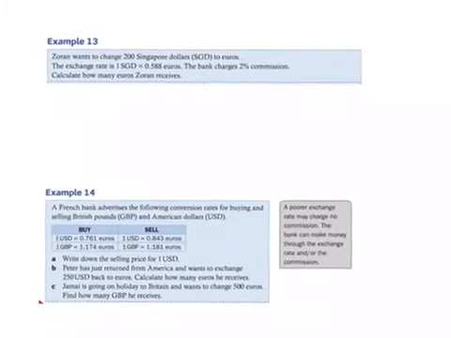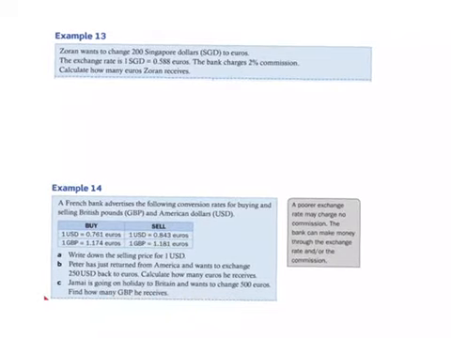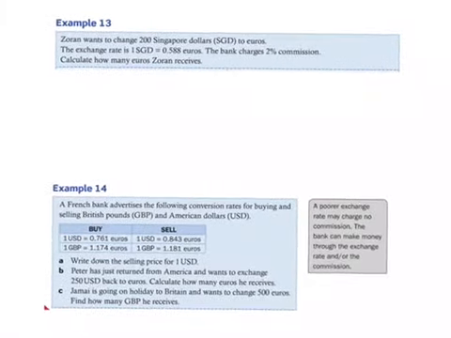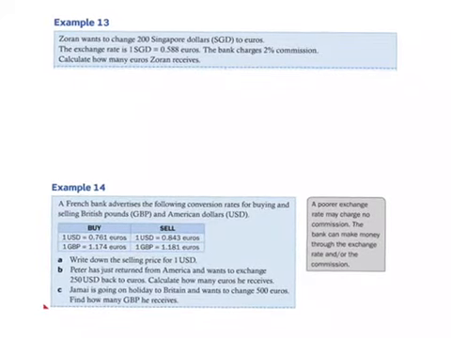So after getting so engrossed in Monopoly, what I want to do is go through a couple of examples of the types of things that we might actually be asked. Let's have a look at this first one, example 13.